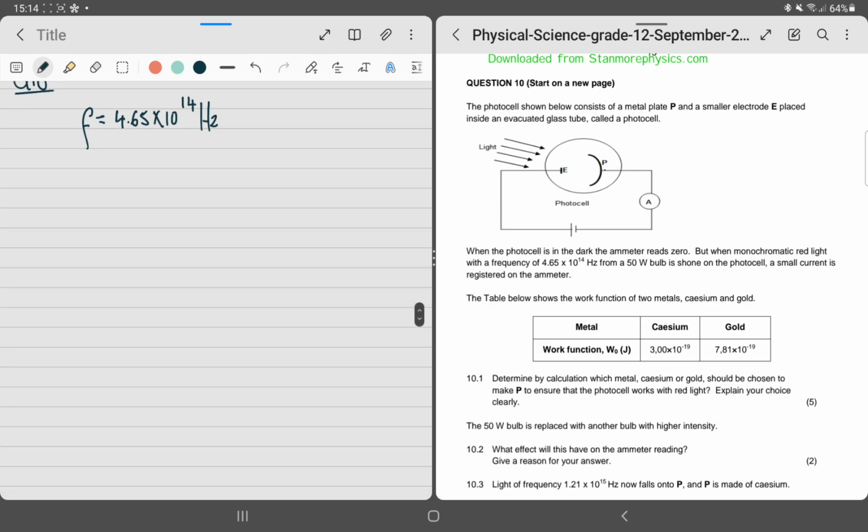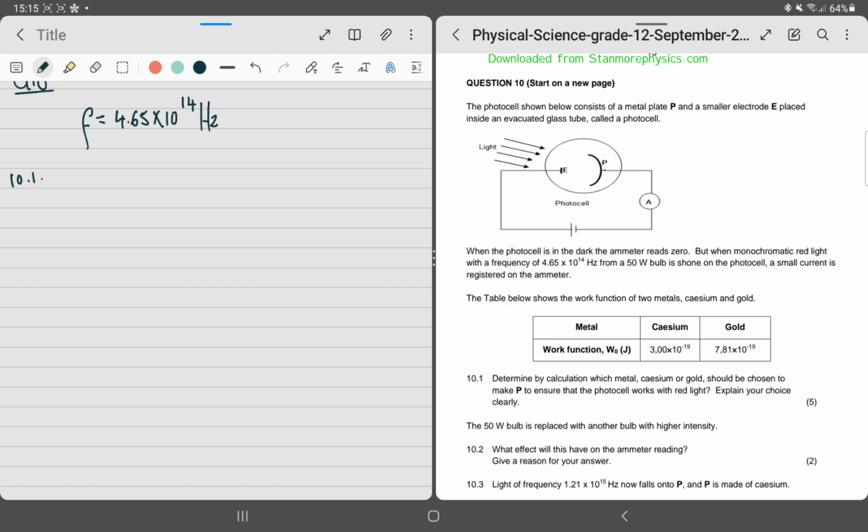The table below shows the work function of two metals, cesium and gold. 10.1. Determine by calculation which metal, cesium or gold, should be chosen to make P to ensure that the photocell works with the red light. Explain your choice.